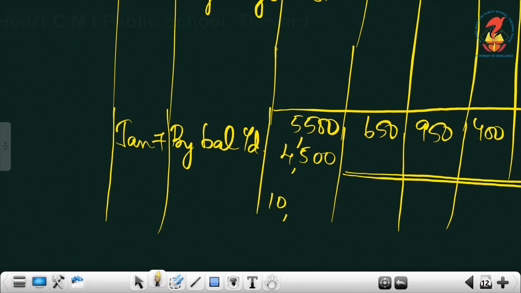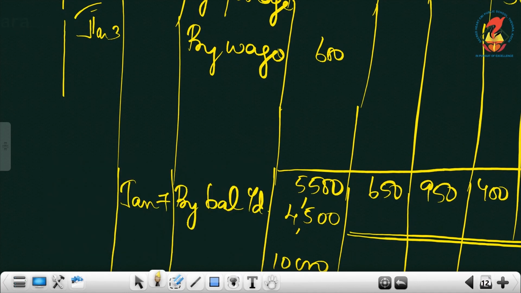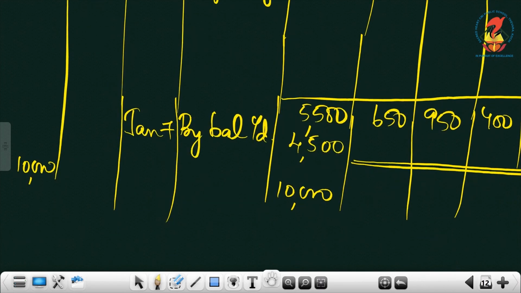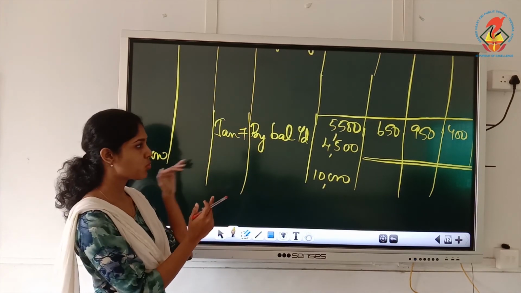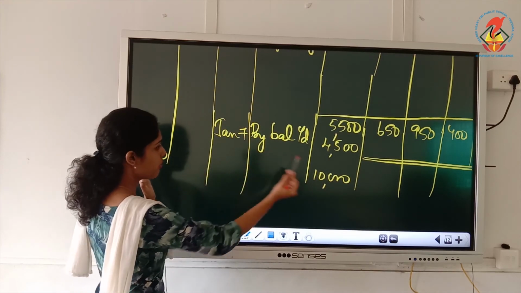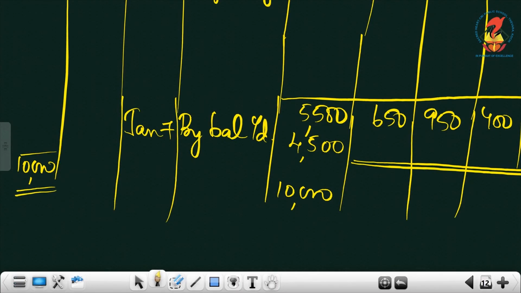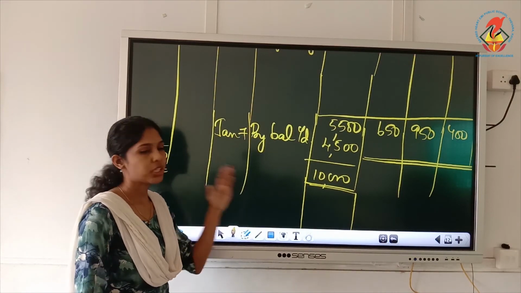Now we have to write the totals as usual. On both sides you have to write the same totals, the receipt side or debit side and the credit side, we make it the same. The first column is your receipt side. There also you write that 10,000. Understood? The 10,000 must come on the same line on both sides, the receipts column and the payment column. And as usual, double line your total columns.